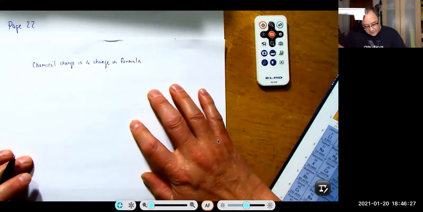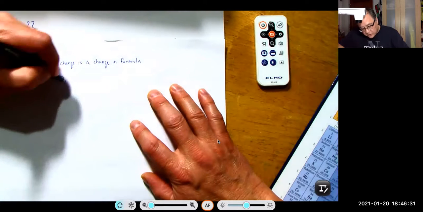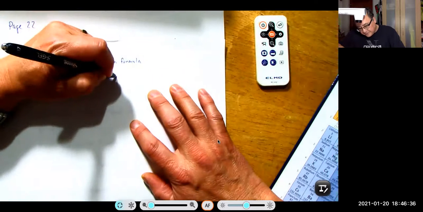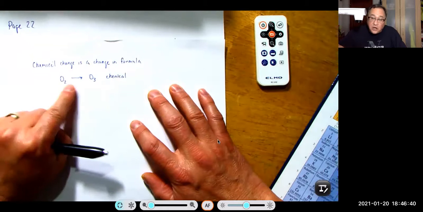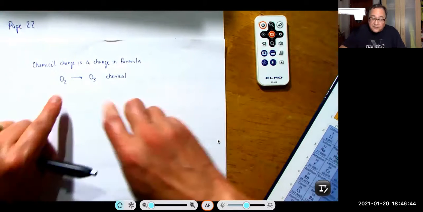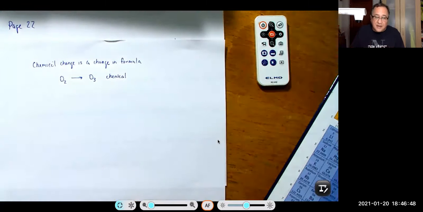So if we had, for instance, O2 turn into O3, this is a chemical change. This is oxygen that we breathe turning into ozone. This is a chemical change because the formulas are different. The formulas are different because the number of oxygens in the compound are different.